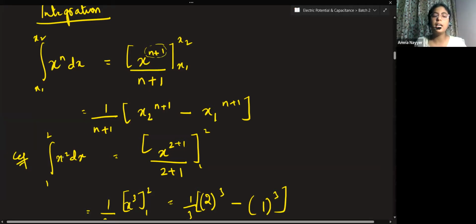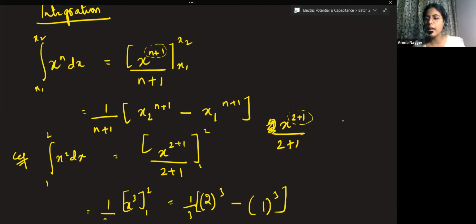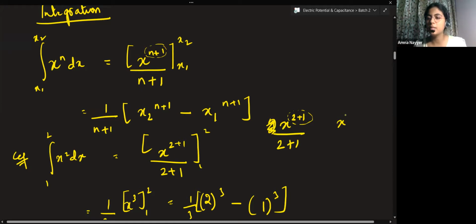For example, you had x to the power 2 dx. So x to the power 2 plus 1. Now what am I getting in the power of x? I am getting 2 plus 1. So make it the denominator. If you have any constant with you, like the way we had taken 4x cube, 4 will come out and get multiplied. Whatever is the constant will get multiplied. In this example, we didn't have any constant. So now see, x to the power 2 plus 1 becomes 3, and 2 plus 1 is 3 also.